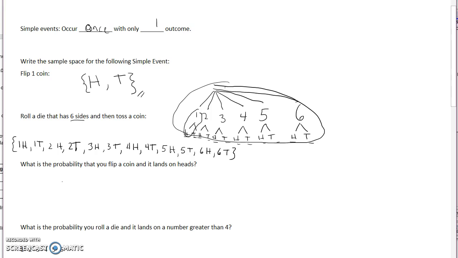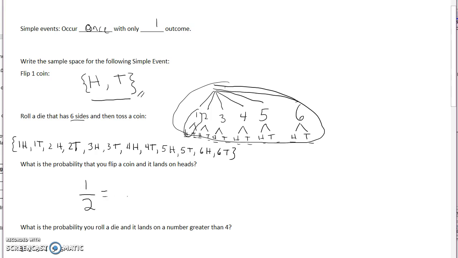All right, so now let's get into some probability. This next problem says, what's the probability that you flip a coin and it lands on heads? Well, when we go up here, we see here's our sample space for flipping a coin. How many outcomes are there? The number of outcomes goes in the denominator of a fraction. And then take a look, how many of them are heads? There is just 1 that is heads. So the probability that you flip a coin and it lands on heads is 1 out of 2.